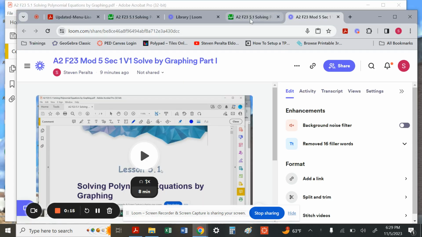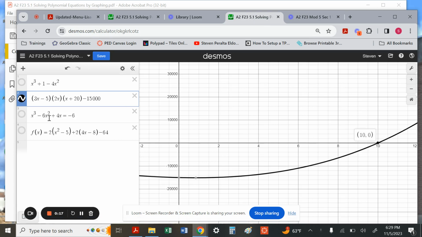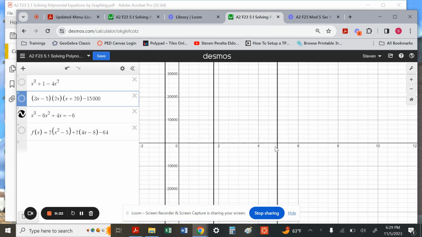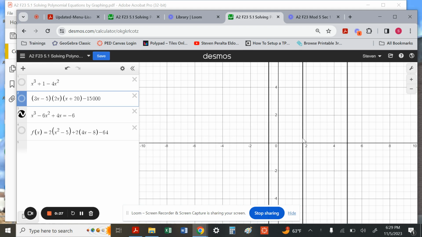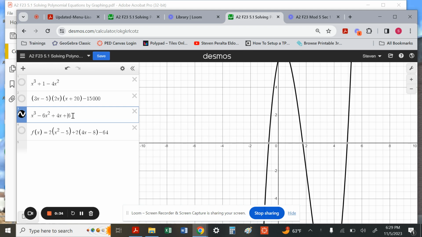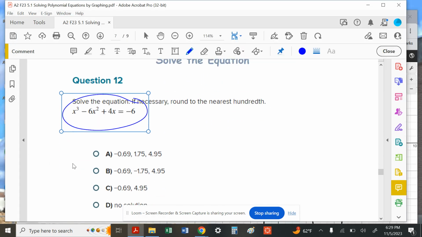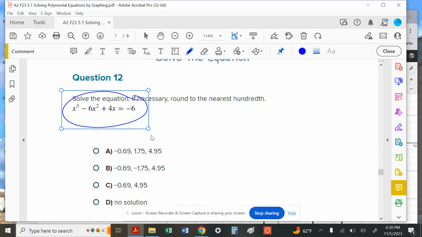When I come over here to Desmos, here's my equation. I'm going to go ahead and turn that on. You'll notice that it does run through here, so I am going to go back home so that I can see the values here. And in this case now I'm going to move the 6 over to the other side, so I have to add it. It should be a plus 6. Notice down here it hits this one, which is negative 0.69, negative 1.75, and 4.95. So negative 1.75 and 4.95.